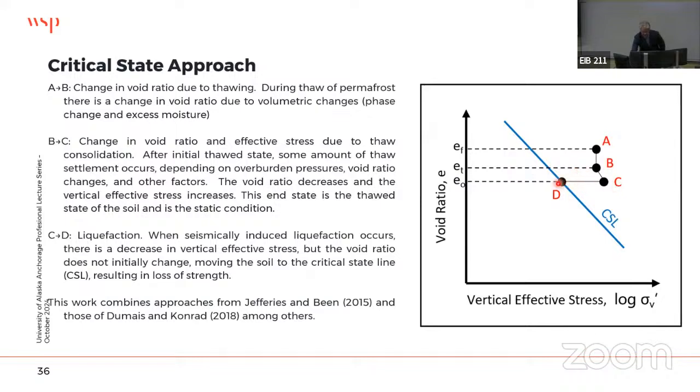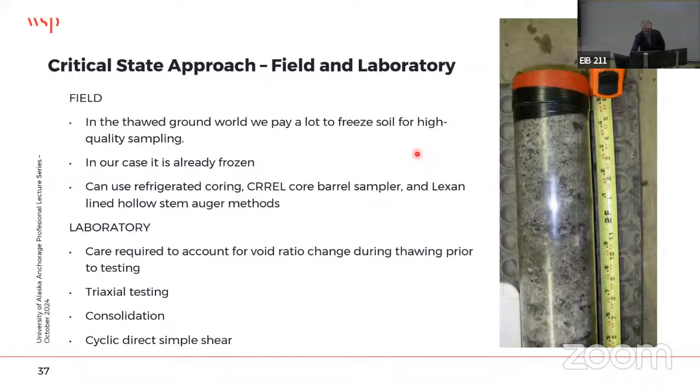Now C to D is that liquefaction piece where we lose vertical effective stress, but it doesn't change its void ratio. And this is kind of a combination of a number of different research focuses, but basically this is a model or a methodology for estimating permafrost response as it thaws, again, related to void ratio. So I don't expect this one taking off that soon, but again, the critical state approach, this is the part that makes me chuckle: critical state soil mechanics for liquefaction analysis.